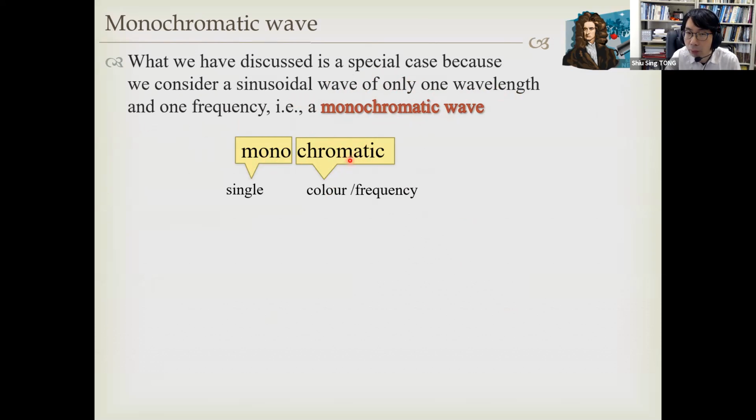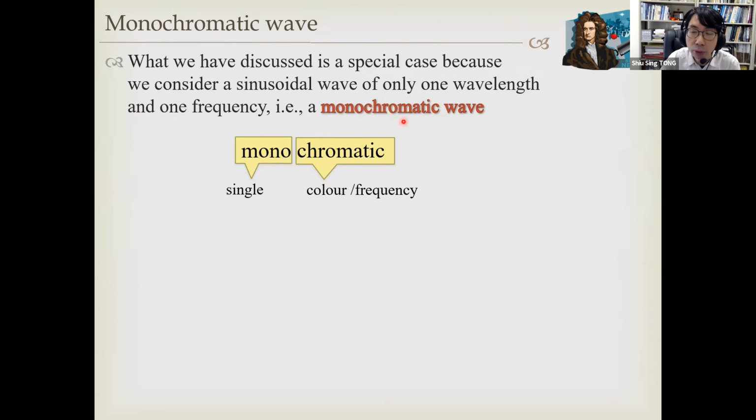Now, chromatic means color, okay? And the color for light waves corresponds to the frequency. And mono means single. So we are considering a single color for light, that is, a single frequency wave. So that's why we call a single frequency wave a monochromatic wave, okay? That corresponds to a wave with only one frequency.